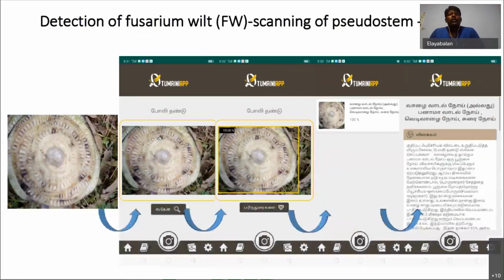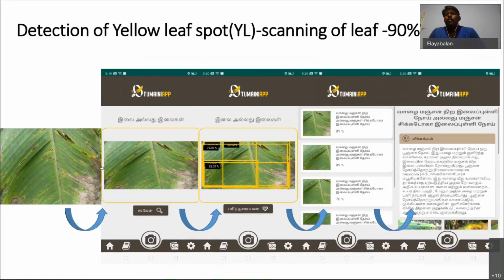Okay, and also if you cross cut the pseudo stem portion and feed it to the machine, it will tell you the pseudo stem is affected by Fusarium wilt. That's banana wilt, and it gives the recommendation. It can also take the leaf spot image and give the symptom. That is yellow Sigatoka. Leaf spot is internationally a major problem.